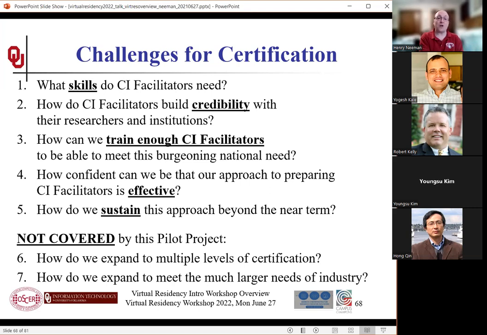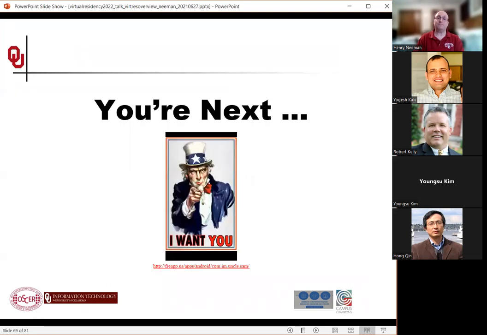In our pilot project, we're not asking how do we get to multiple levels of certification. That's in the long run, we'll be doing that. And how do we meet the needs of industry? We're not asking that question either. Ultimately, probably that's something we should be pursuing, but in the near term, not under this pilot project.